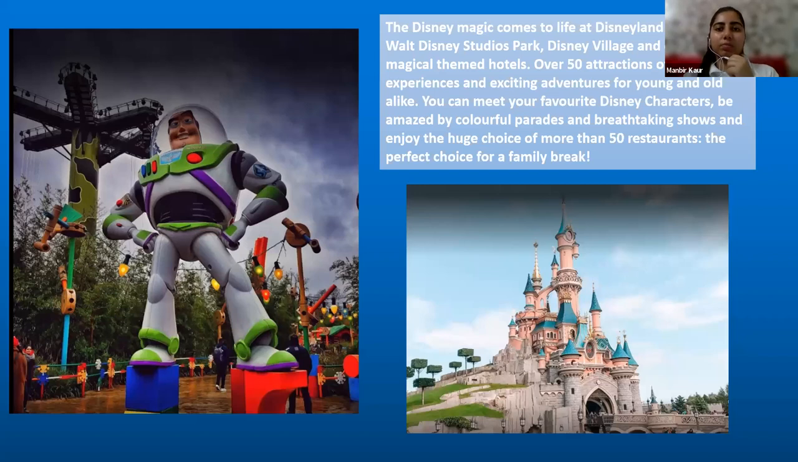The Disney magic comes to life at Disneyland Park with the Walt Disney Studios Park and Disney Village, and has a magical theme for this. This place offers 50 attractions and magical experiences, as well as exciting adventures for young and adults alike. You can meet your favorite Disney characters as well. You can be amazed by the colorful parades and the breathtaking shows. And you can enjoy a huge choice of more than 50 restaurants, the perfect choice for a family break.